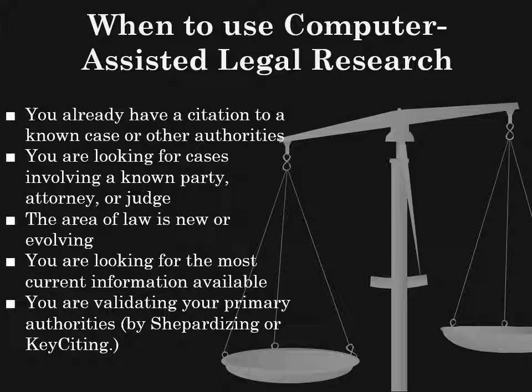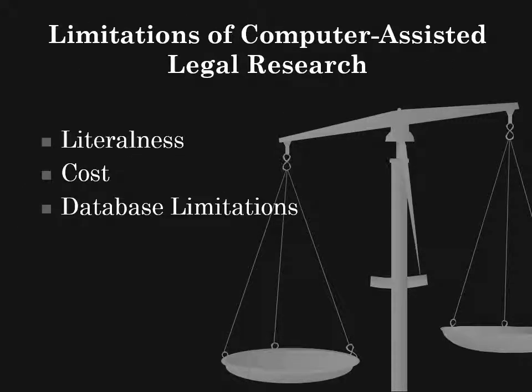If it's a new evolving area of law, something about technology, that's going to be easier to find in Lexis or Westlaw because it's going to be newer. It's not going to have made it to a book yet. If you want the most current, Lexis and Westlaw is where you need to go. And if you are trying to validate your primary authorities, your Shepardizing and your KeyCiting, you've got to go to these computer-assisted databases.